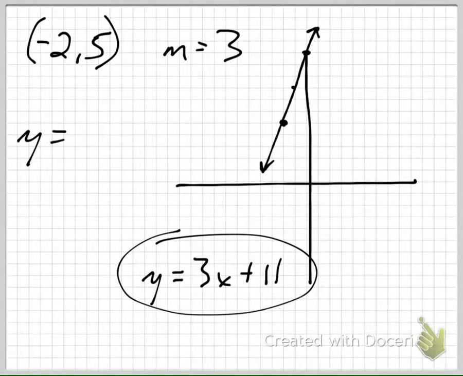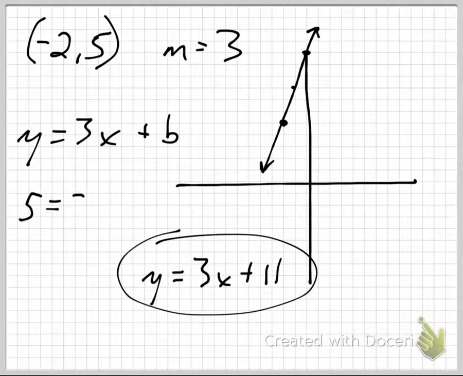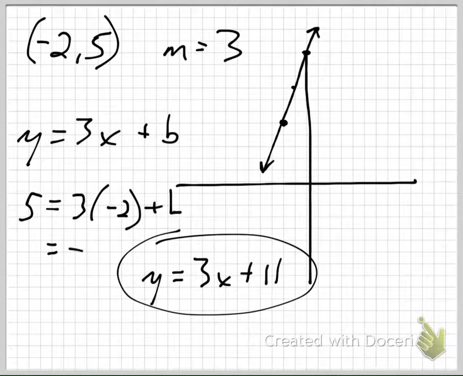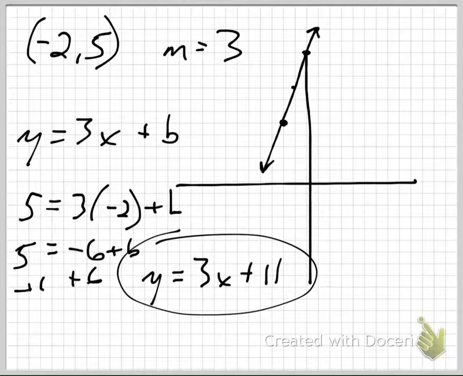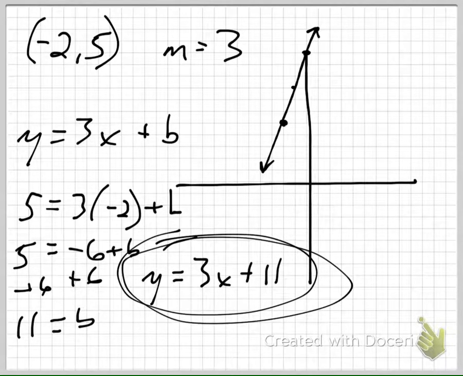Y equals mx plus b. What do I put for m? 3x plus b. I now need to plug in x and y. So I'm going to go 5 equals 3 times -2 plus b. 5 equals -6 plus b, plus 6 plus 6, 11 equals b. That's the y-intercept, b. Y equals 3x plus 11. Right?